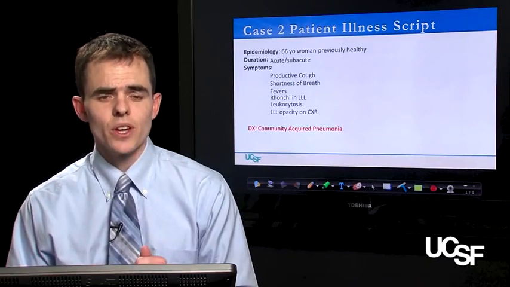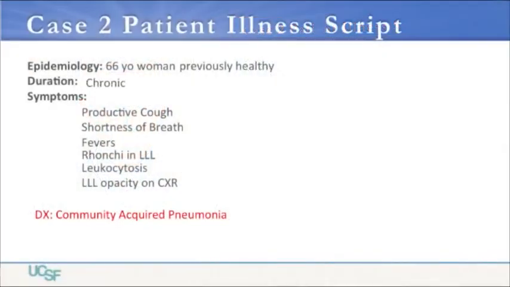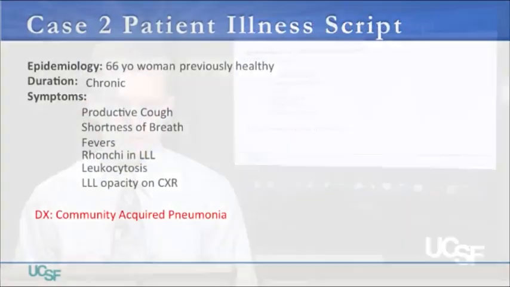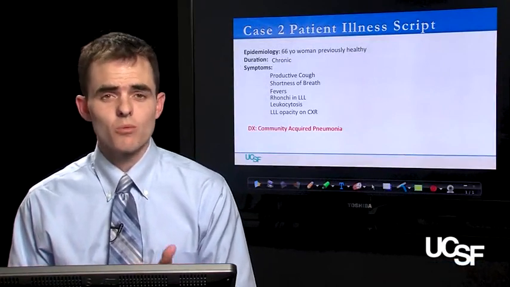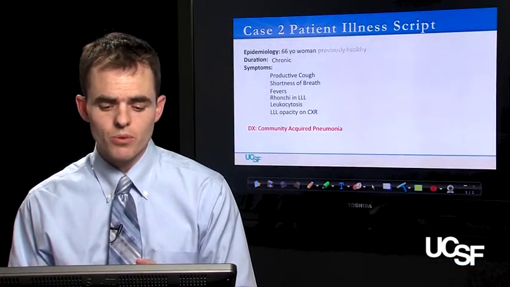Time passes, you get new history, and the first thing you realize is that your duration was actually wrong, that there was something chronic going on with this patient, so you have to change that. Well, if there's something chronic going on, you have to change your epidemiology, and it's a question whether this patient really was previously healthy, so you've got to take that away.